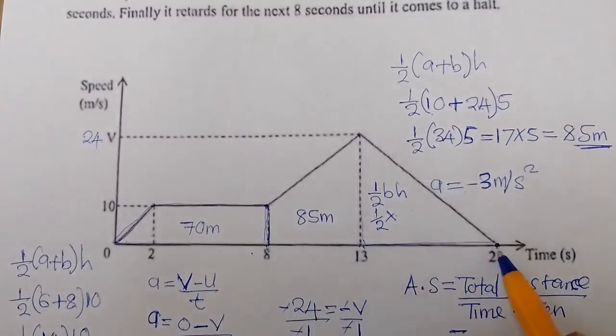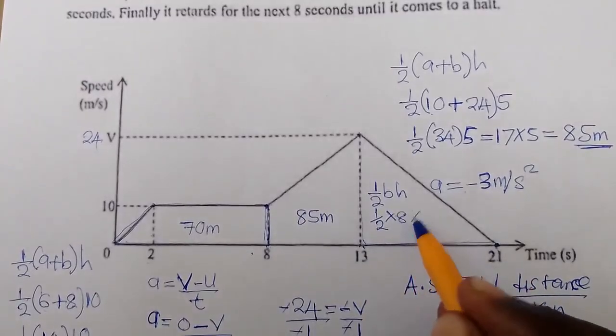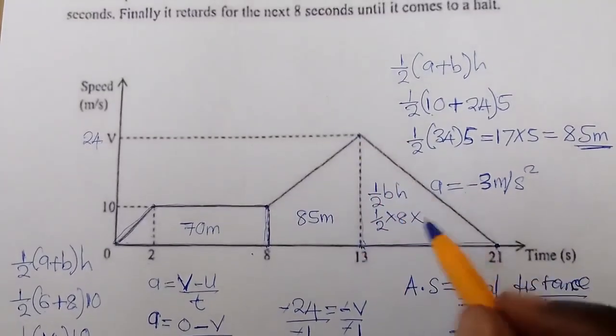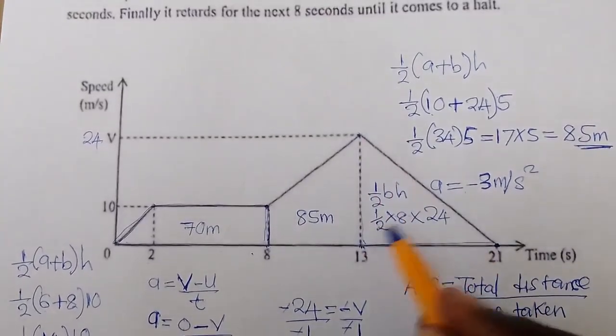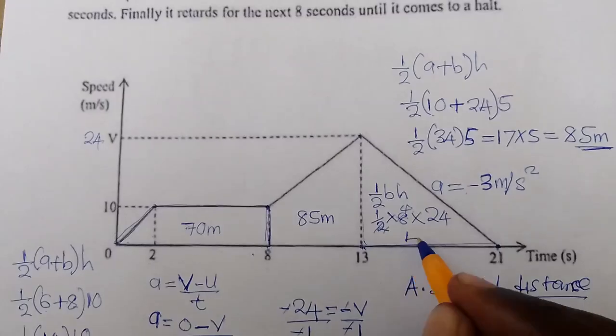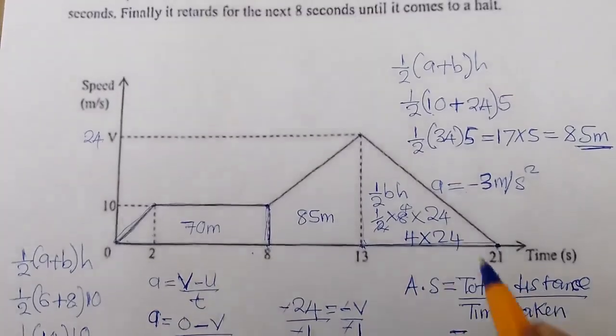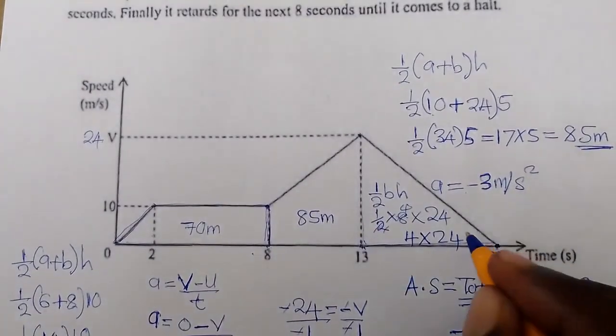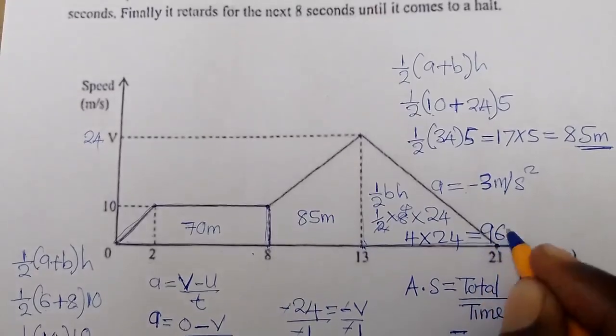The difference. 21 minus 13 is 8. Times the H, which is the height. 24. From here to there, that is 24. So half of 8, here 1, here 4. So it is 4 times 24. What are you getting? 4 times 24. Here you're going to get 96 meters.